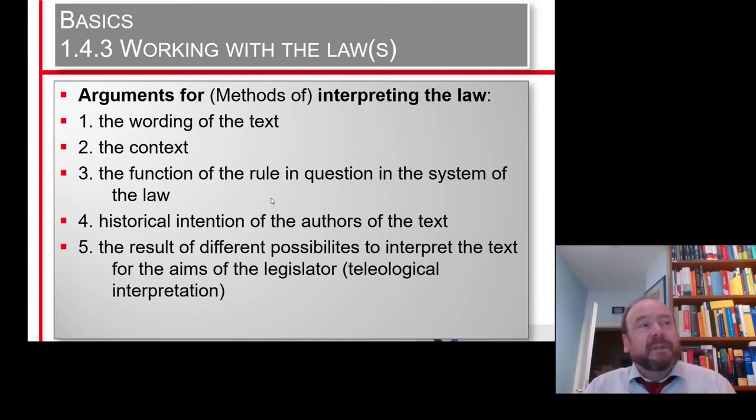Sometimes, it might also be interesting to say what were the ideas of the persons who made that law when it was made.